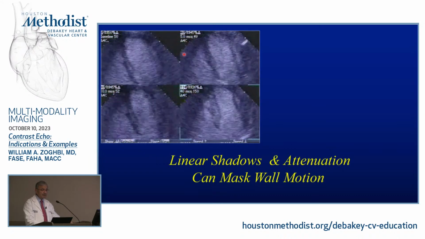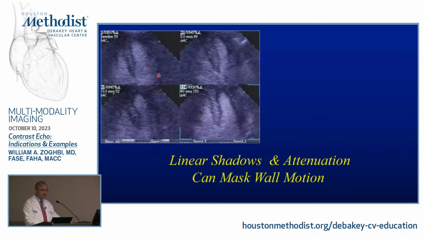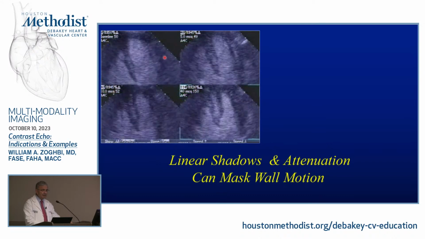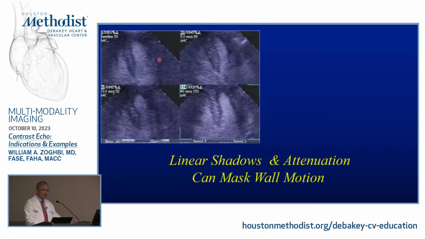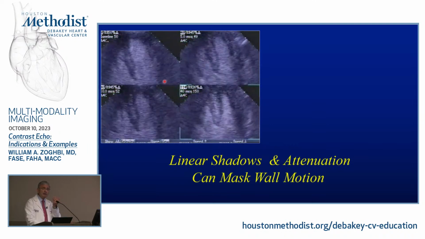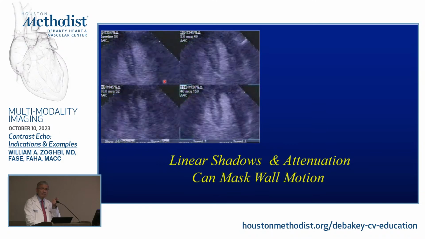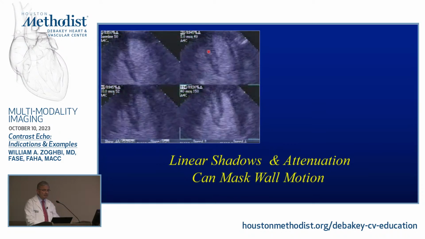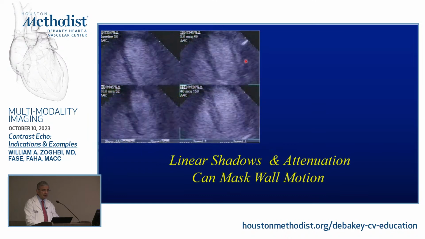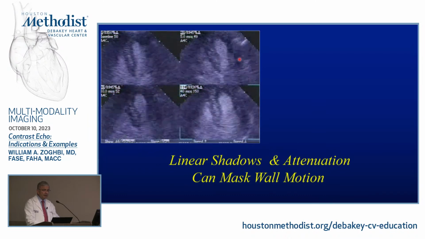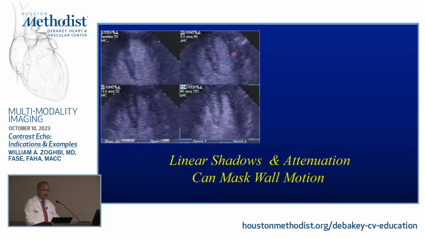And these are examples here. See this linear structure? The endocardium is behind it, right here. So this moves during contraction and it fools your eye that indeed this is the endocardium, and it's not. Same thing here. See this? Behind, this is where the endocardium is, and this is a linear shadow from the papillary muscle.